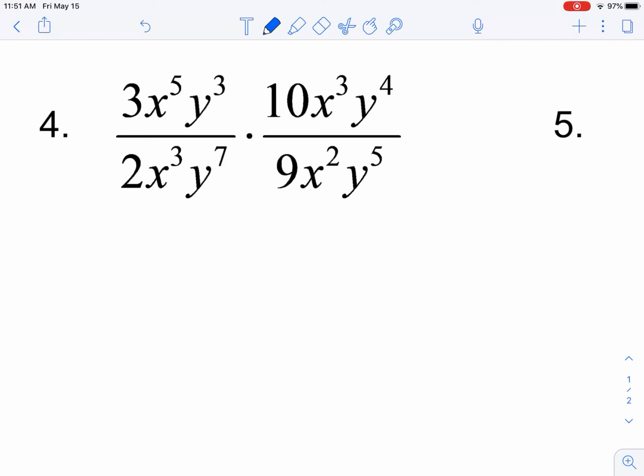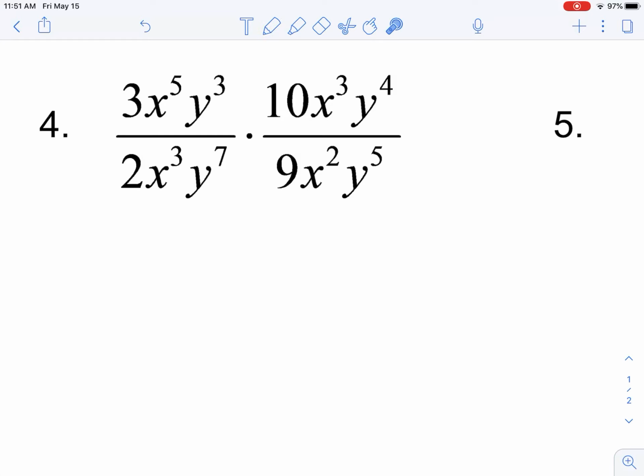so some people like to multiply right away, and some people like to simplify first. So it's totally up to you. If you simplify first, you're going to be working with smaller numbers and smaller exponents. But if you prefer to multiply it first and then simplify, that is fine as well. You should get the same answer. So I'm going to simplify first.